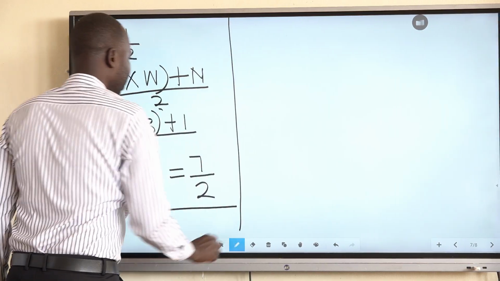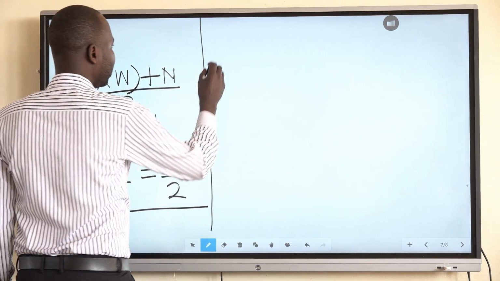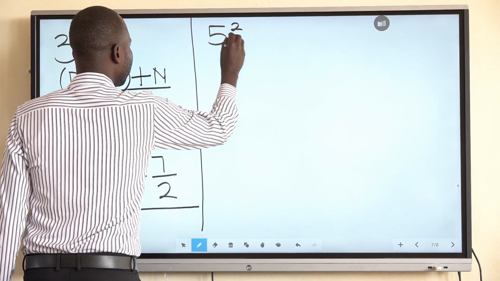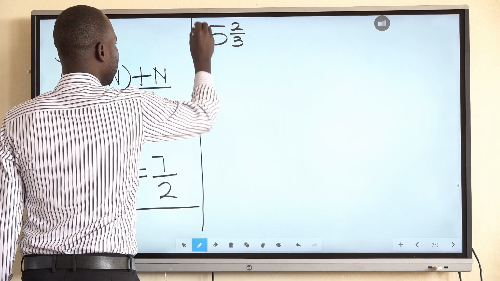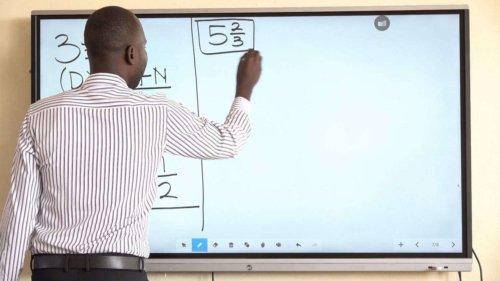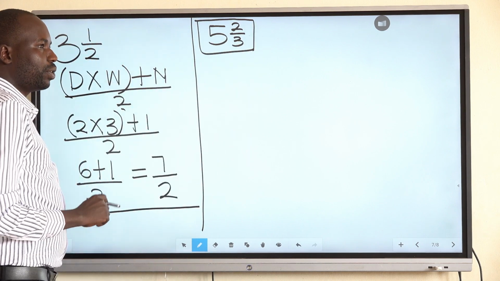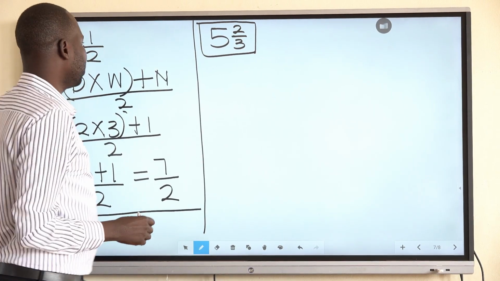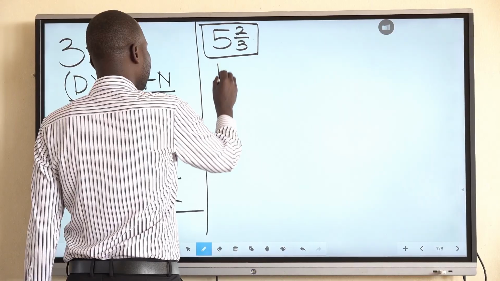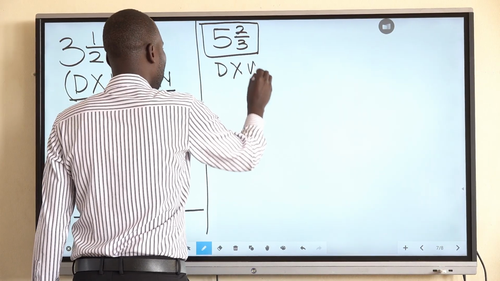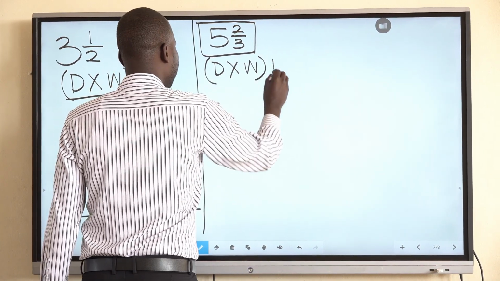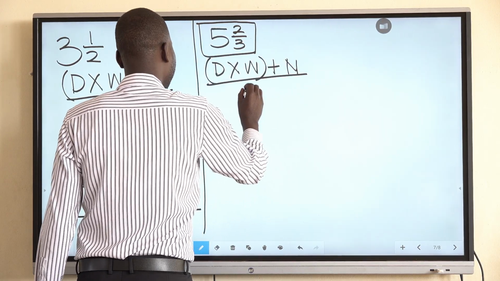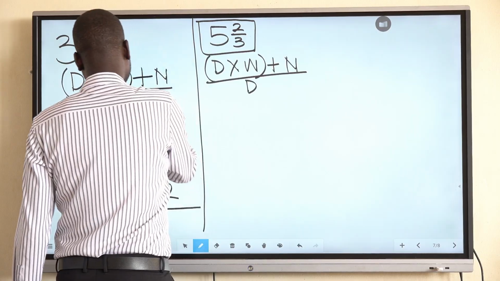Let's do one more example here quickly. Let's say you have been given a number like 5 whole number, then 2 out of 3. This is now a mixed number. Let's try to change it to an improper fraction. Still using our formula, which says denominator times whole number plus numerator, divide everything by the denominator.